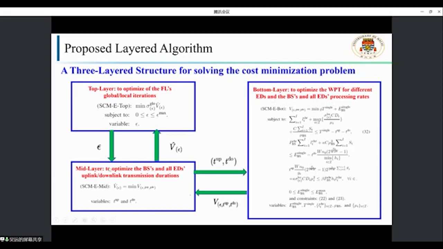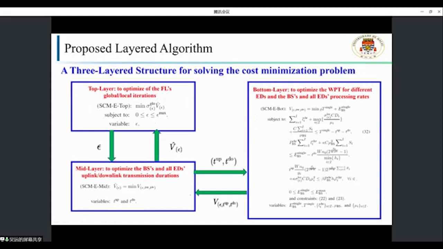In the middle layer, we aim to optimize the end device uploading transmission time via NOMA transmission, and the BS downlink transmission, which is a broadcasting to all the end devices. And on the top layer, we optimize the federated learning global and local iteration numbers. So eventually, this will work in a top-down approach, solving the bottom problem, and then the middle problem and the top problem in a top-down layered approach.